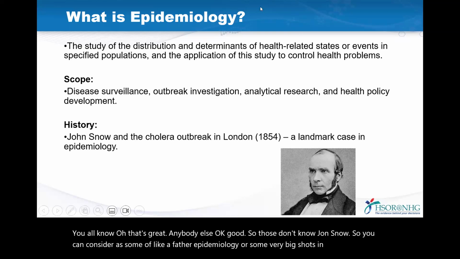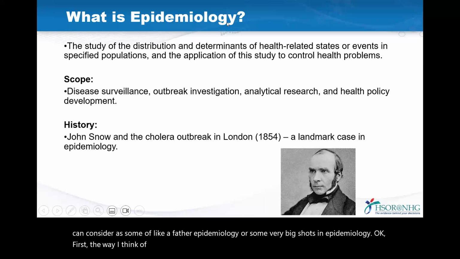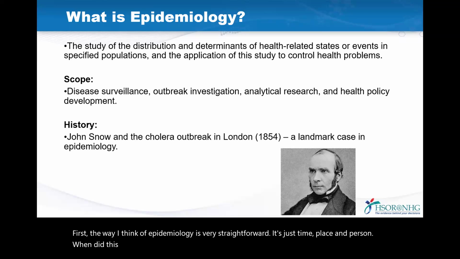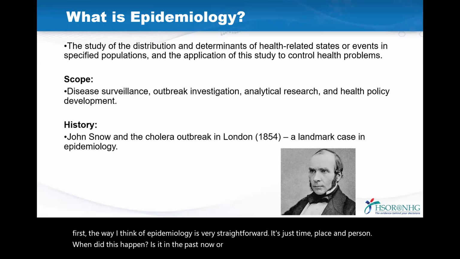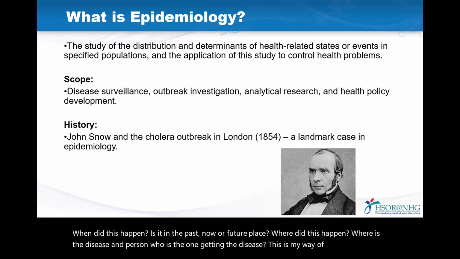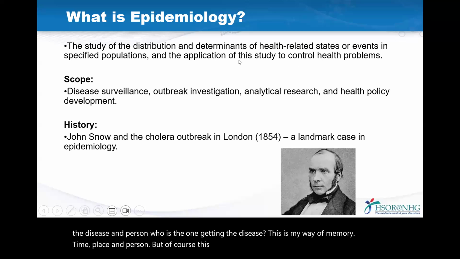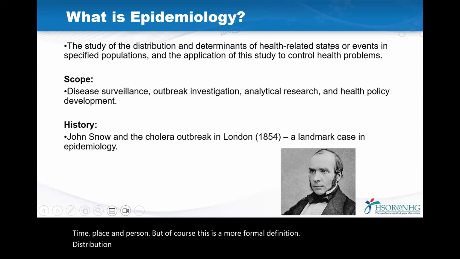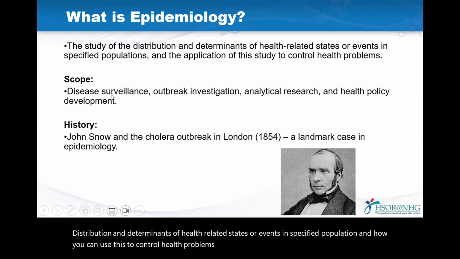The way I think of epidemiology is very straightforward. It's just time, place, and person. When did this happen? Is it in the past, now, or future? Place: where is the disease? And person: who is the one getting the disease? This is my way of remembering it. But of course, there is a more formal definition: the distribution and determinants of health-related states or events in specified populations, and how you can use this to control health problems.